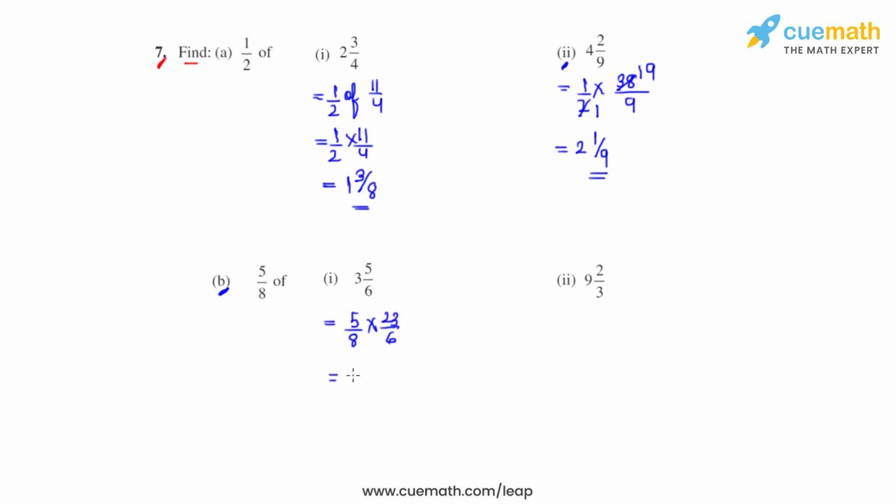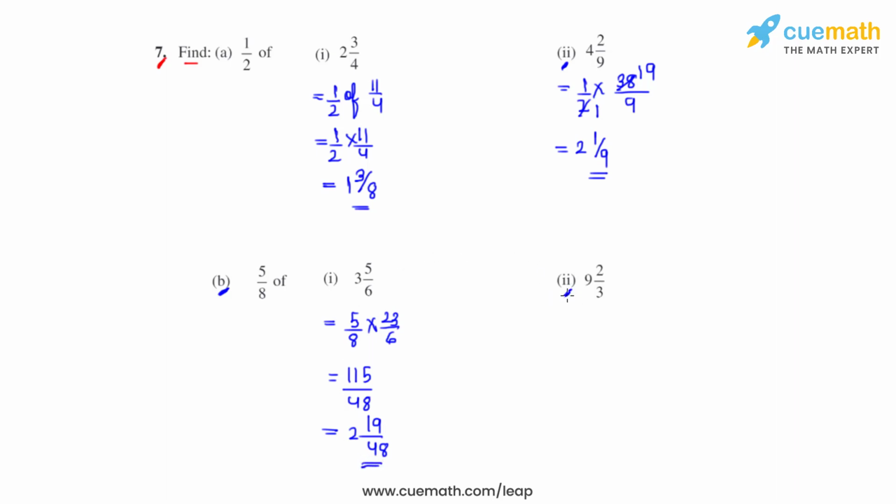On multiplying, we get the product as 115 over 48. Dividing 115 by 48 gives us the quotient as 2 and the remainder as 19. So the mixed fraction for this will be 2 19 over 48.